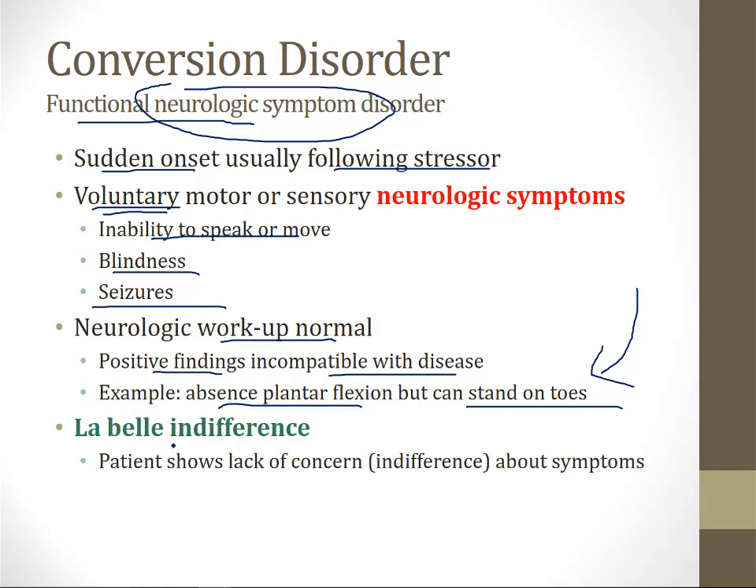Another classic finding is labile indifference. This means that the patient shows a lack of concern or an indifference about their symptoms. So the classic presentation of this disorder is someone who recently had some type of life trauma and now says they can't speak or see or move. But when you examine them, you identify features that say that they actually can move, they just don't want to. And in addition, the patient seems to show a general lack of concern about what appears to be severe symptoms.